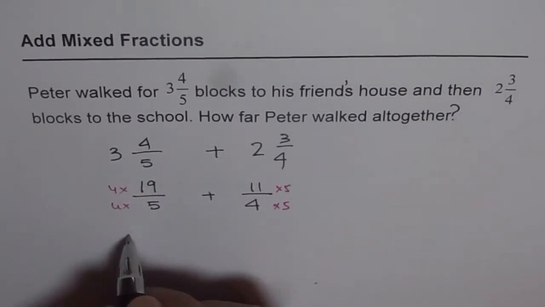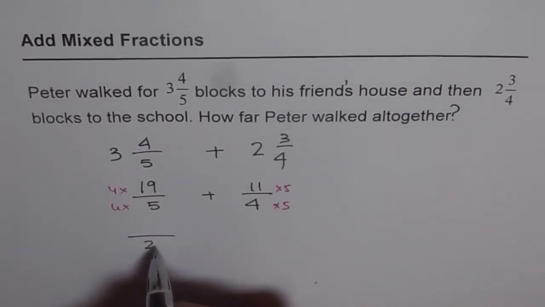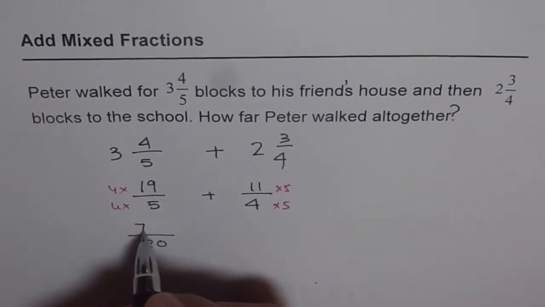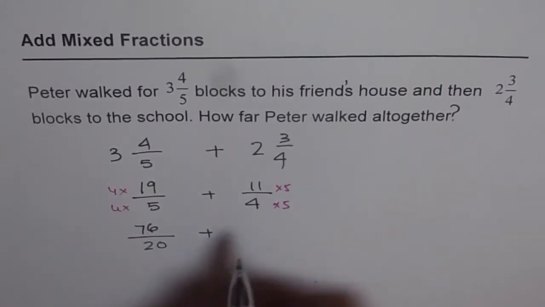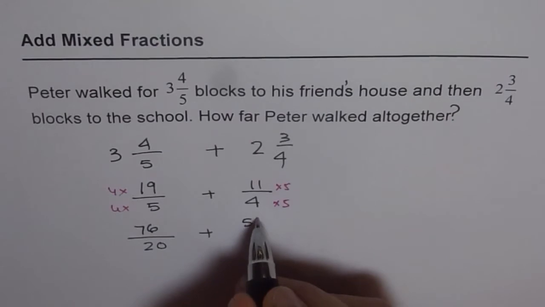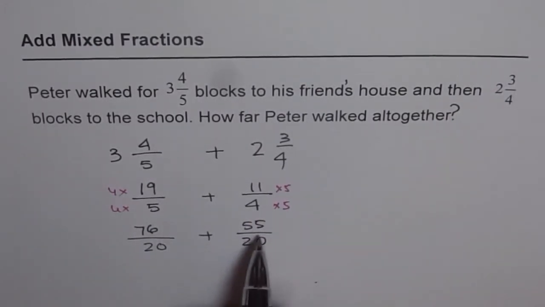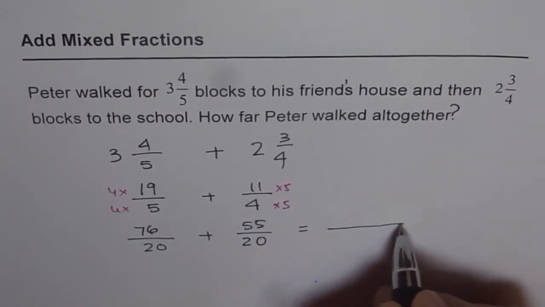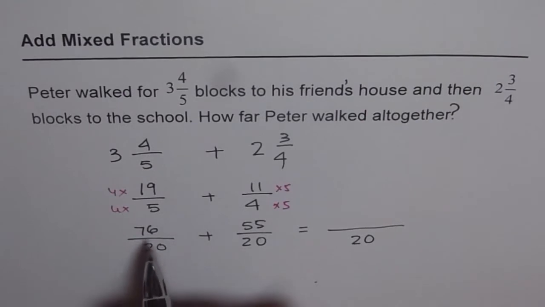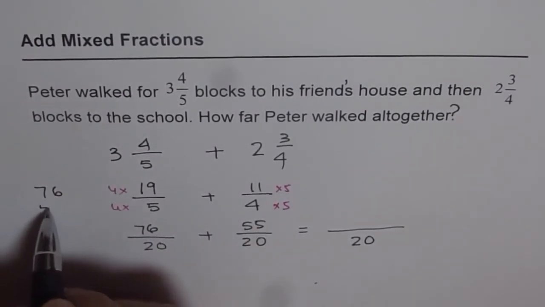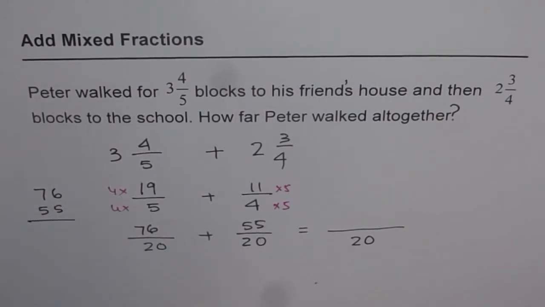4 times 5 is 20. Now 4 times 19 is 76, I can write this as 76, plus 5 times 11, 55/20. Now we can add the numerators and write down our answer. The denominator is 20 and the numerator, we can do it on the side, 76 plus 55, right? Or you can use a calculator at times.